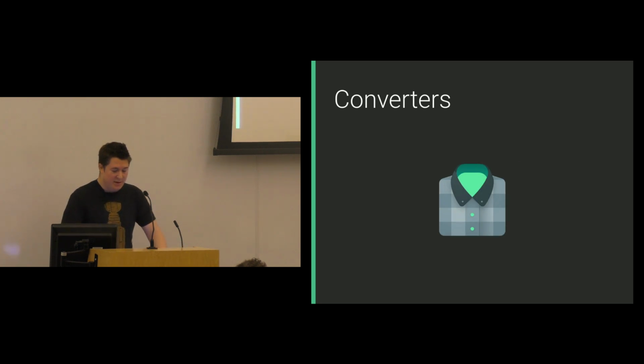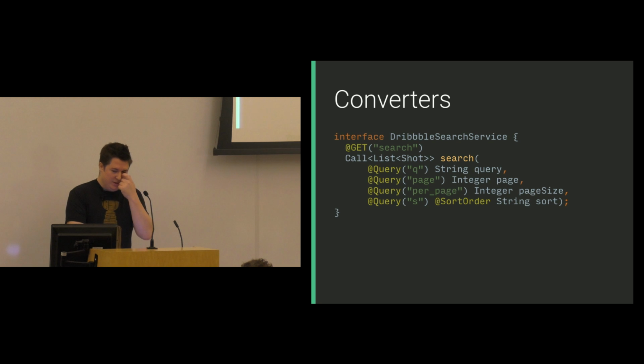Last one really quick for converters. There's this app called Plaid, which is by Nick Butcher from Google. And it has a really clever use of converters. It's an app that exposes Dribbble images. Dribbble is like a designer service for posting your work. It does have an API, but it doesn't have a search API. So you can get a list of images for some feed, but there's no way to search for something.